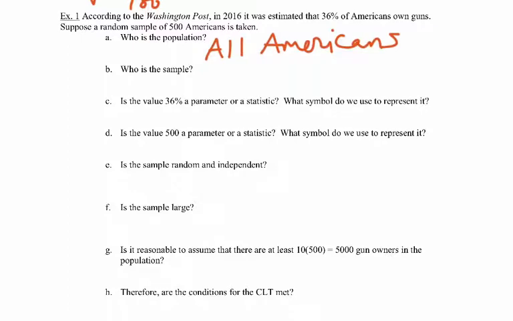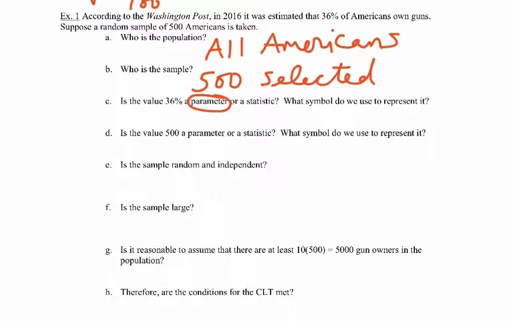Who is the sample? Those would be the 500 that we selected. Okay. Is the value 36% a parameter or a statistic? Remember that parameters go with populations. Parameters are measurements on the population. So if it was estimated that 36% of all Americans own guns, that would be a measurement on the population. So that means it would be a parameter.